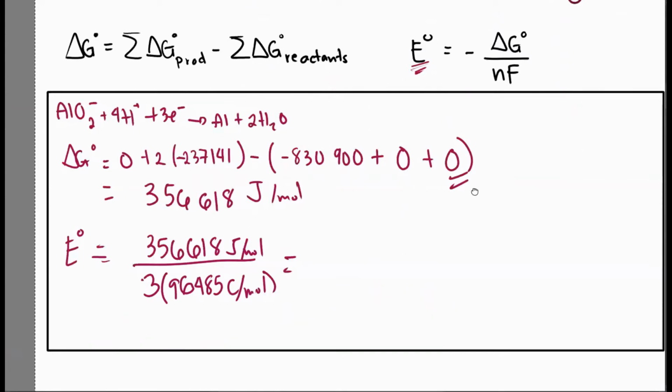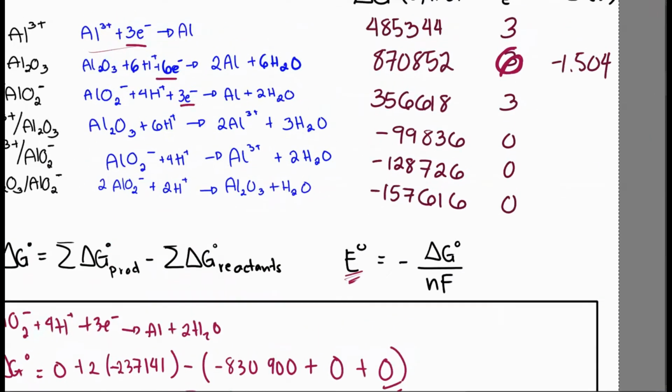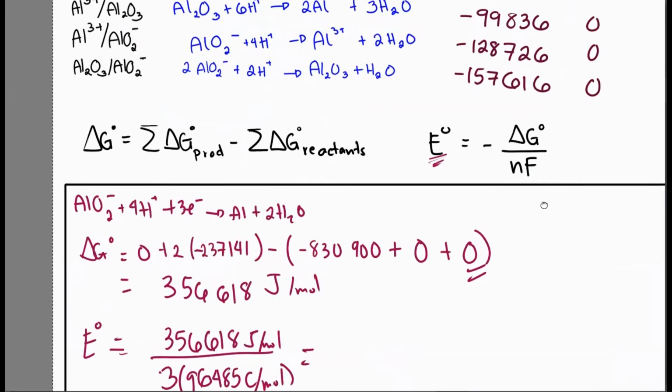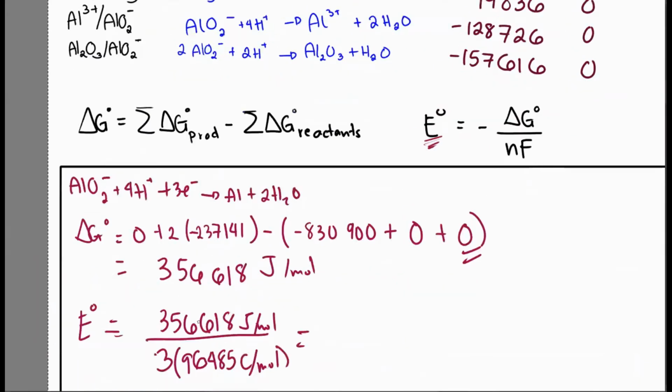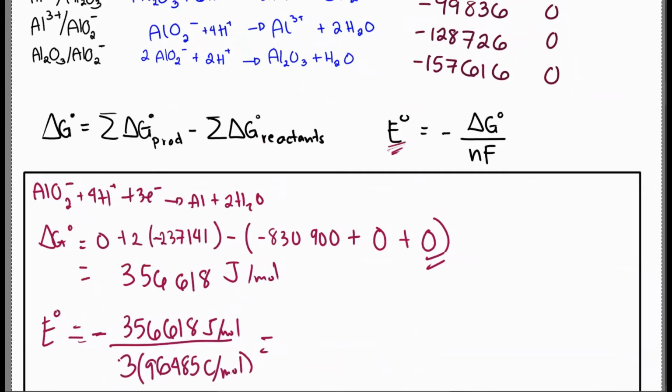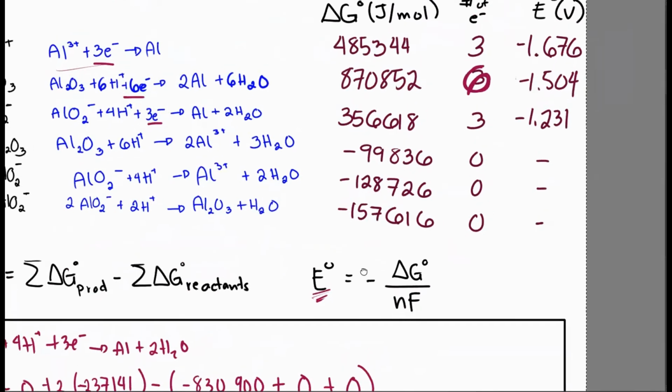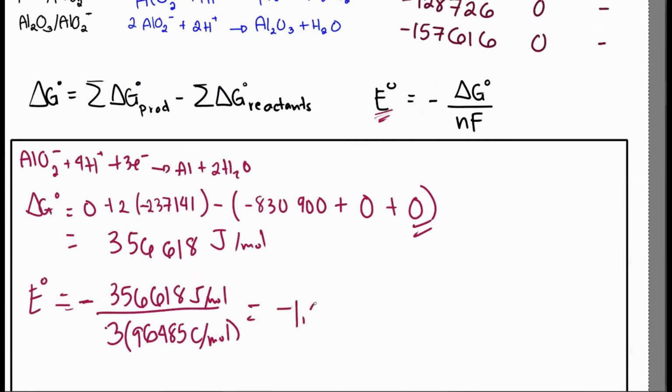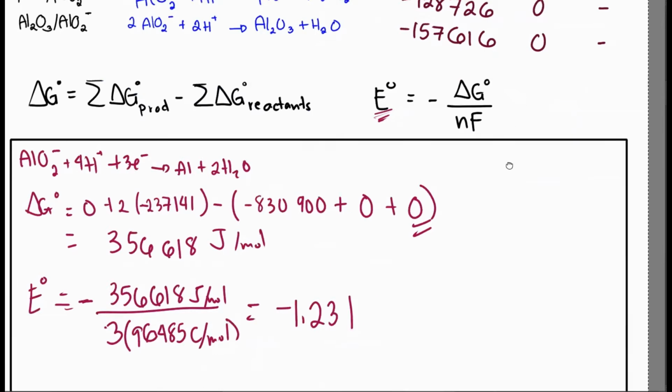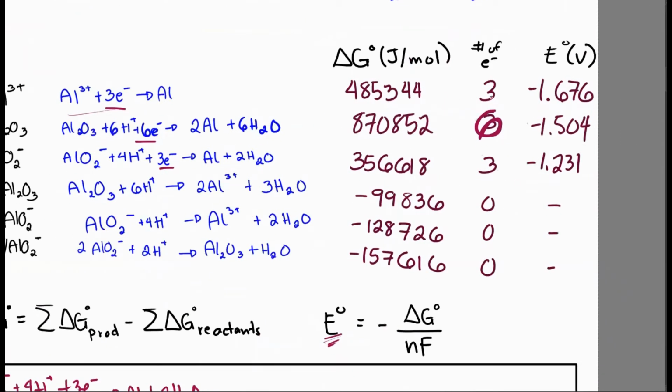Solving for this one, E naught is equal to, sorry, negative. So E naught will be equal to negative 1.231. Doing that for each of our reactions that are reduction reactions, we get the following E naught values: this one, and this one. For the other ones, since there is no transfer of electrons, this step does not need to be done.